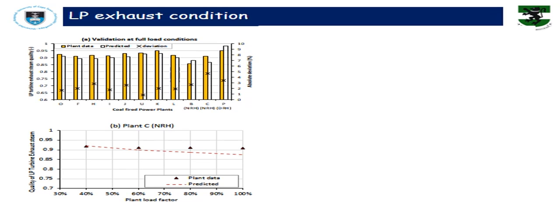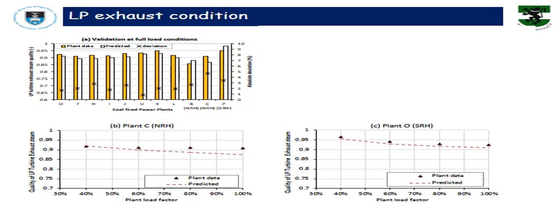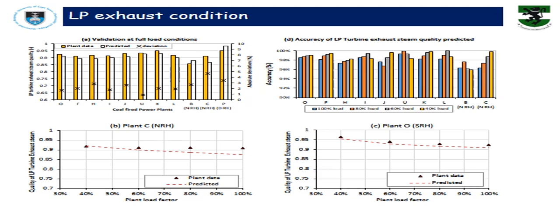Now, when we look at the value at varying load conditions, what we see here is that as you begin to reduce the load from 100% down to about 40%, the dryness fraction of the steam from the LP turbine increases in the same manner with which the plant data increases. So if we look at plant 0, which is representing the single reheat plant, you can see that the results that are predicted here are very close to that of the plant data.